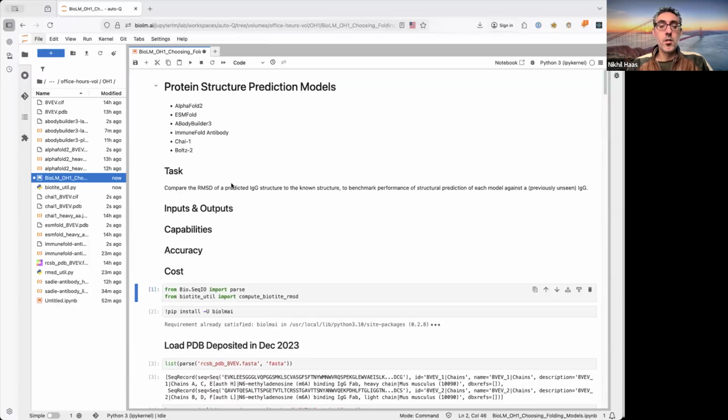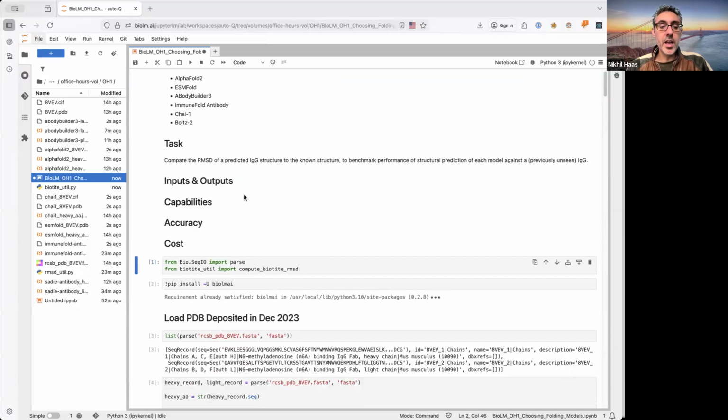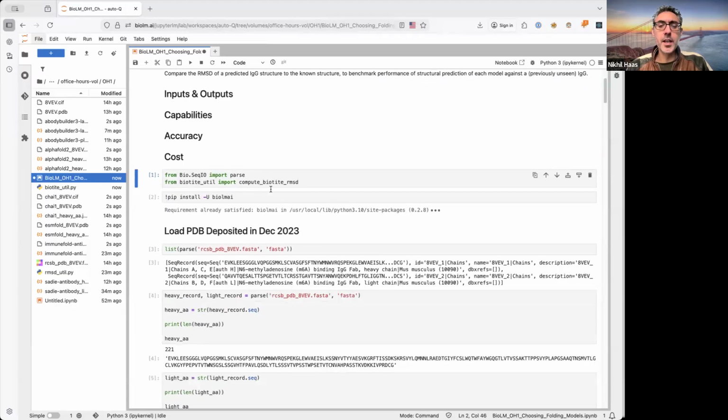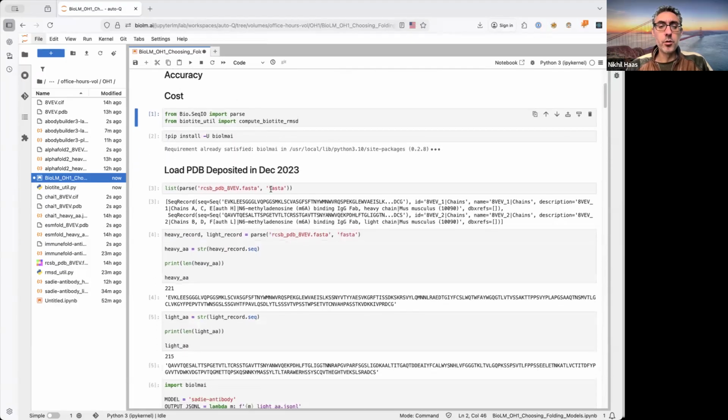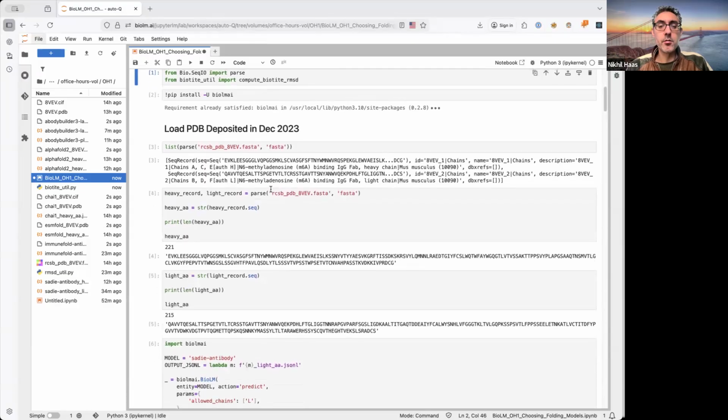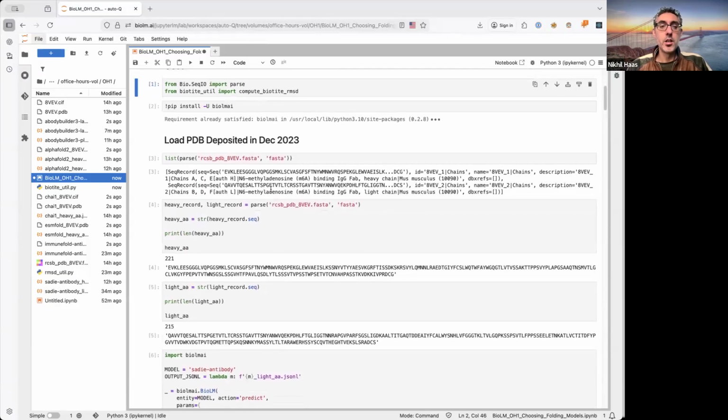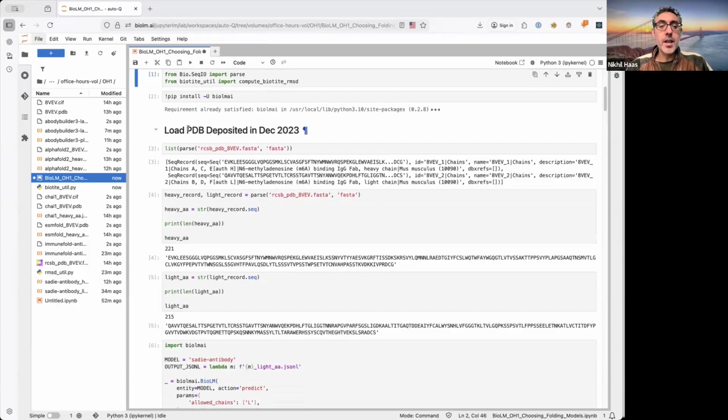And so, to that end, I'll just jump in and show you what we're working with and get to the results, and I think it will lead to more discussion. So I found a PDB deposited in December 2023.